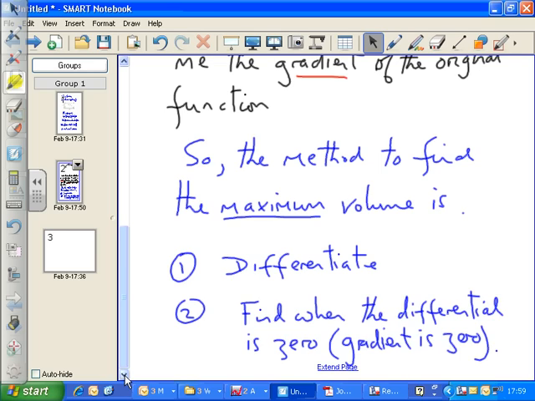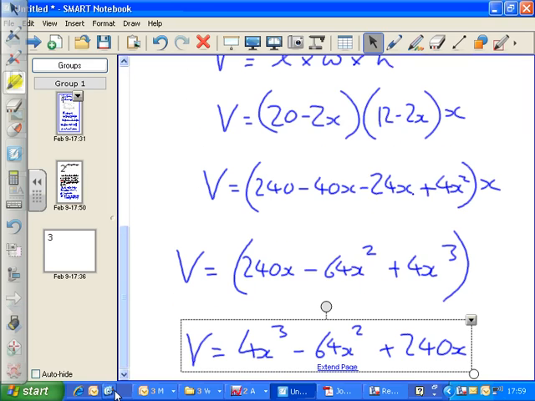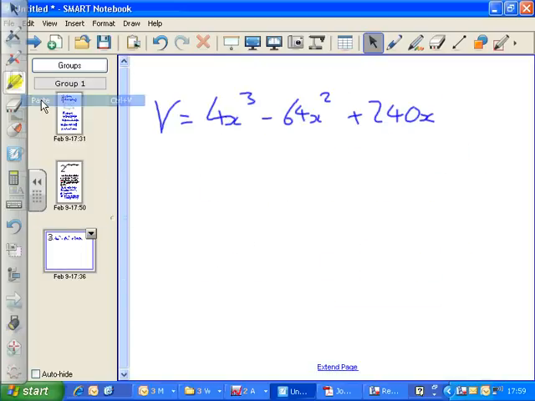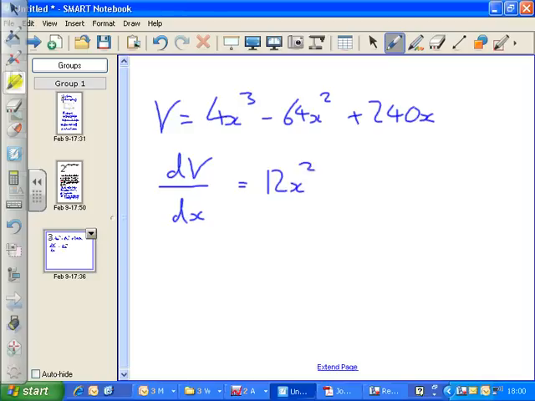Let's take our original function, going back to here, this. Let's copy this and stick it in here. Right, differentiate it. The notation we'll talk about in a little while, but the differential function is written like this: dv by dx is how you say it. And this now is the differential function, the new function. As soon as you write that, you know it's a differential. Equals, now I'm just going to write down the answer and we'll talk about why it's this afterwards: 12x squared minus 128x plus 240.